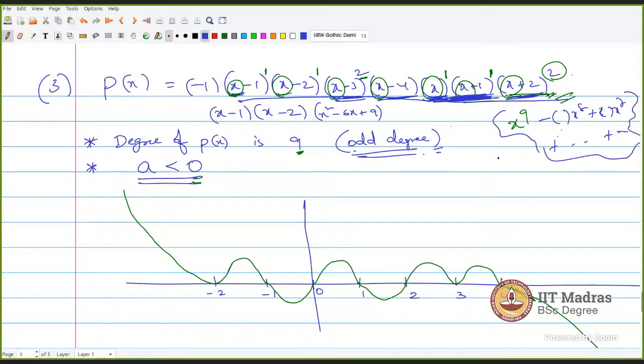Once you get that, you will see that the coefficient of x power 9 is -1, because this -1 will be multiplied to it, and that particular -1 is nothing but our leading coefficient. That leading coefficient is negative. -1 is negative, right? Negative means it is less than 0. So that is how we conclude that a is less than 0.